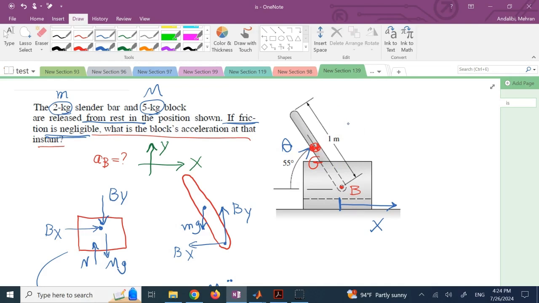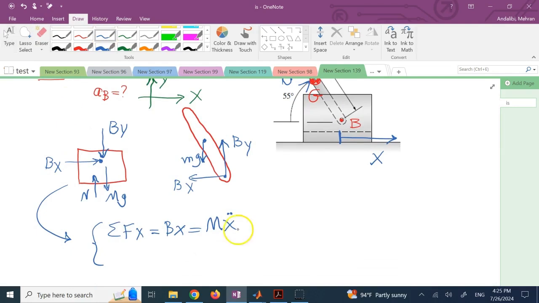Most people will consider this as your theta deviated from that vertical direction. It is fine. In that case, your theta is going to be basically 35 degrees, this angle. So it's fine, whatever you want to consider. Since this angle is given with horizontal, I'm going to go and consider that angle as theta. Okay, so you have the choice, but you have 2 degrees of freedom.